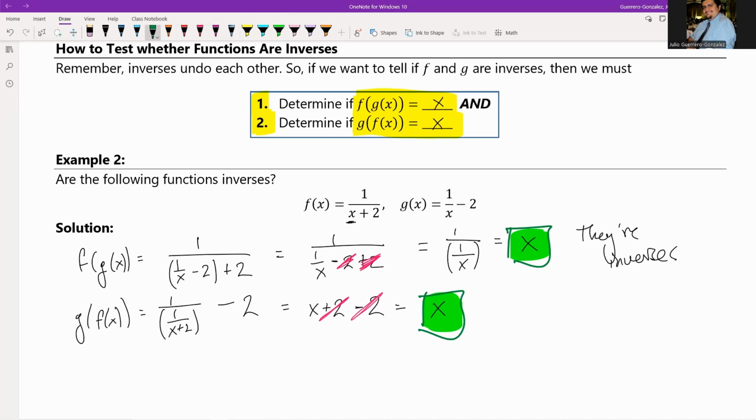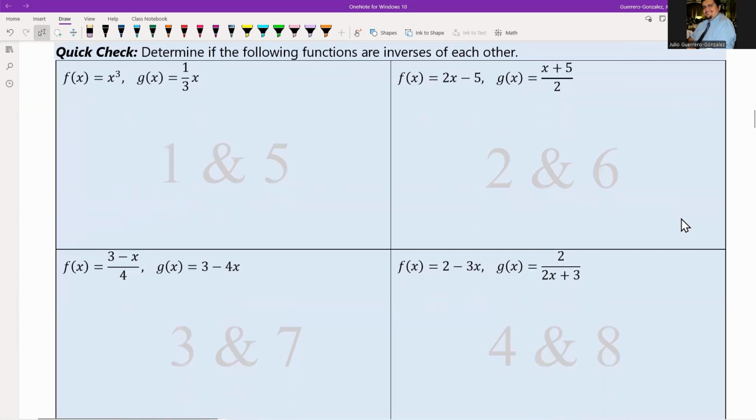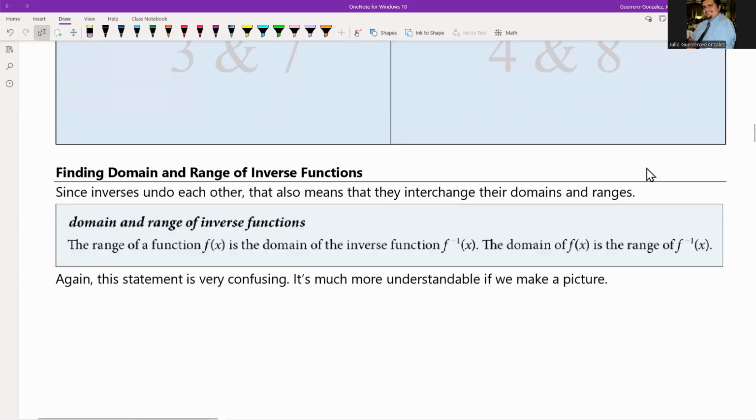That's it. I've got a couple here that I want you guys to try. So we're going to do this in class. Determine whether or not these are inverses or not. Go ahead, try them for yourself. Some of these may not be inverses. Try it out. All right. Moving on.